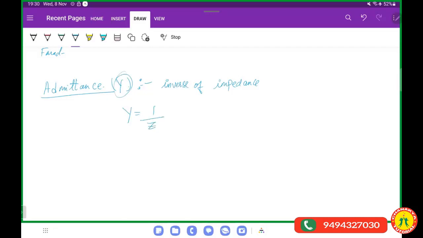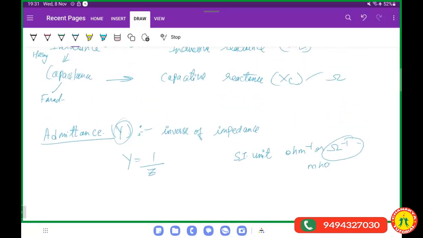So if it is 1 by Z, then the SI unit will be ohm inverse, or they also call it mho. The funny name. Okay, this is not cool here. Our ohm inverse is cool. But you should know it in case they give it in an exam. Generally, though, the JEE exam is not a funny exam.